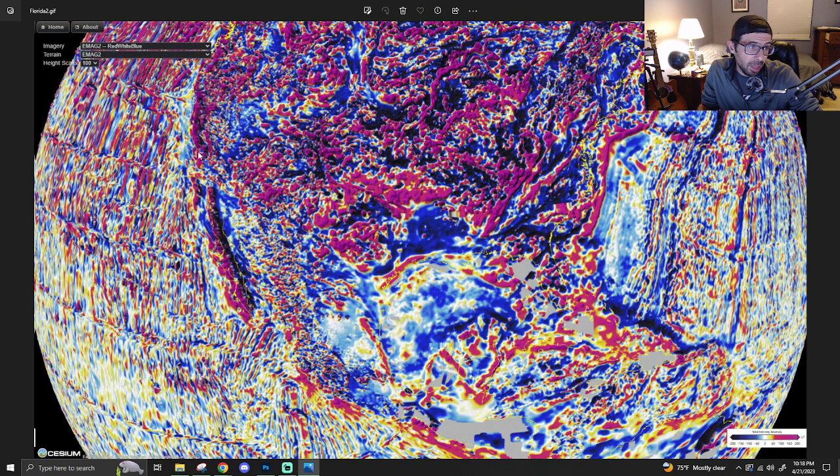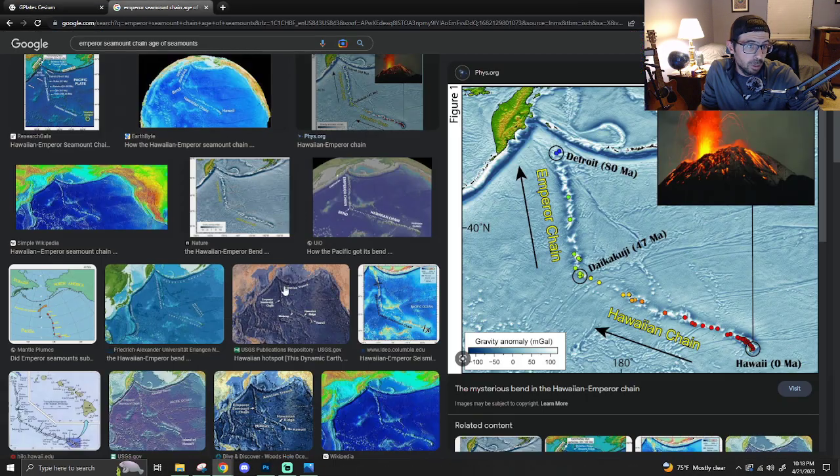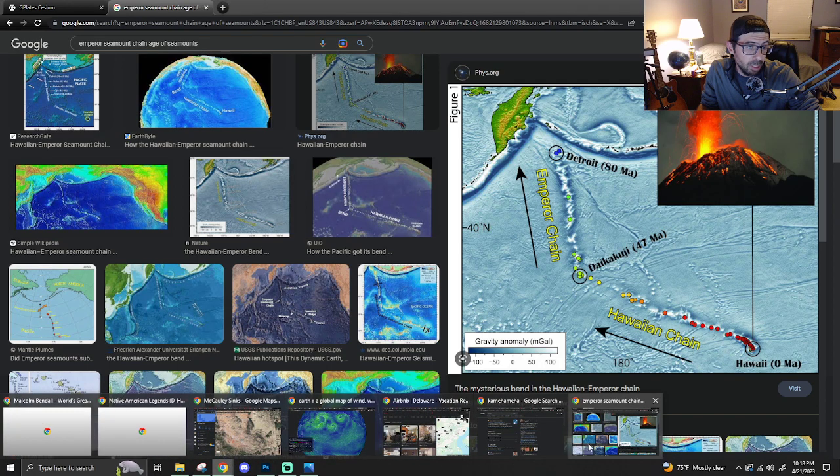So if that seamount chain is dated well, that would be very interesting. Or whatever. I'm not sure it's actually a seamount chain.